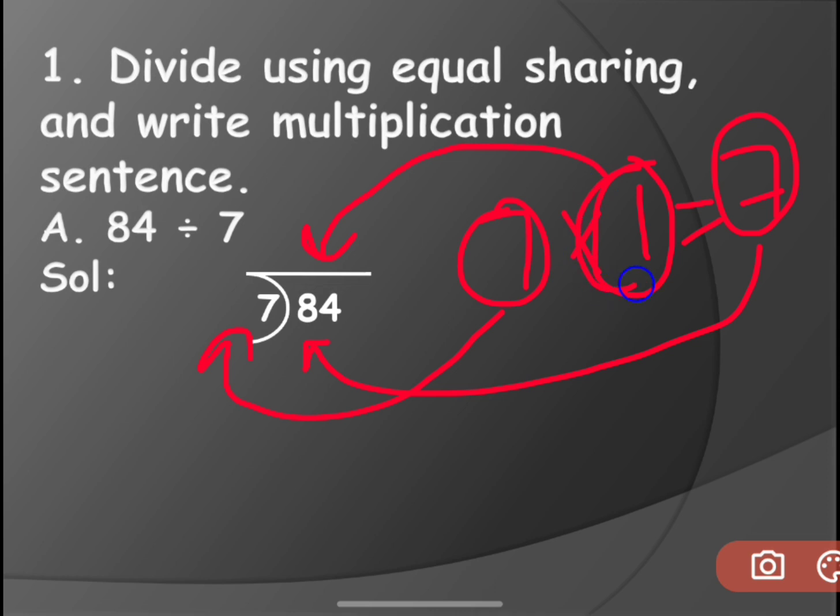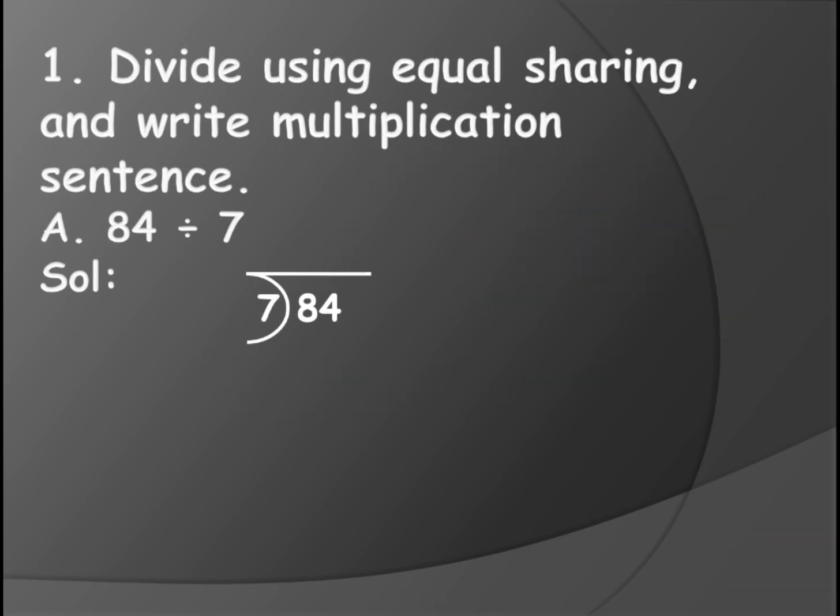Understood, children? This 1 we have to write here. This 7 is already in the divisor place. This 7 you will be writing here. 7 ones are 7. You understood, children? Now you will be doing the subtraction because division is nothing but repeated subtraction, isn't it, children? So you will do subtraction. 8 minus 7 will be 1, isn't it? So you will write 1.